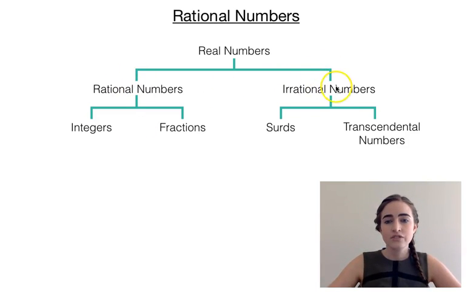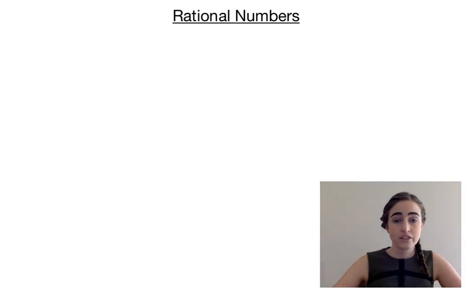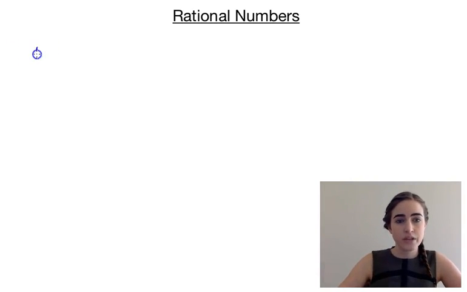We've also got irrational numbers though, and it's got two branches as well. So we've got surds, so things like the square root of 2 or the cube root of 3. And we've got transcendental numbers, which are things like pi or e. So irrational numbers can't be written as fractions. In this video though, we're going to focus on rational numbers, and I specifically want to look at converting between fractions, decimals, and percentages.